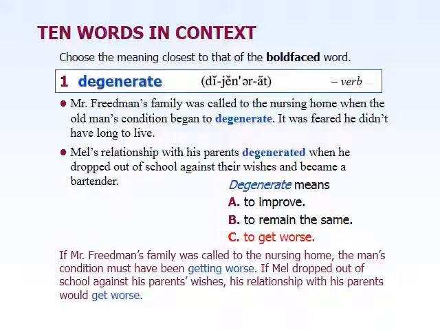So we use it in a couple of ways. We use it in terms of physical health. Like in the first one, you see the old man's condition began to degenerate, meaning that he physically started getting sicker and sicker. But we can also use it in terms of relationships, right? If a relationship degenerates, it means that the relationship is getting worse and worse, not as good.